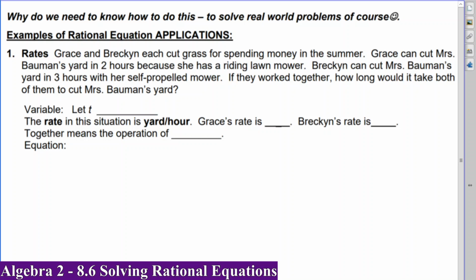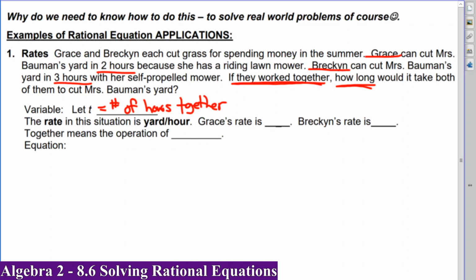Both of them are trying to make money for the summer. Grace, we're told, can cut Mrs. Bauman's yard in 2 hours. And then Brecken can cut Mrs. Bauman's yard in 3 hours because she's using a self-propelled mower. We want to know if they work together, what is their combined rate going to be, and how long is it going to take? So we're going to let t equal the number of hours it's going to take together.